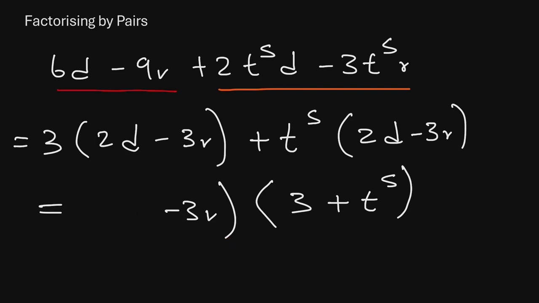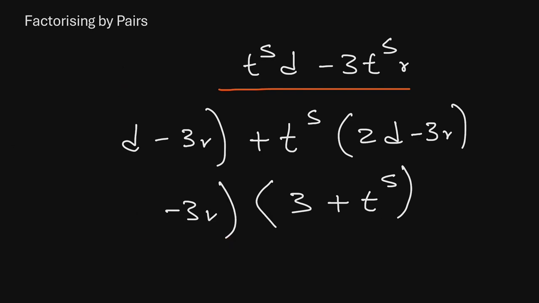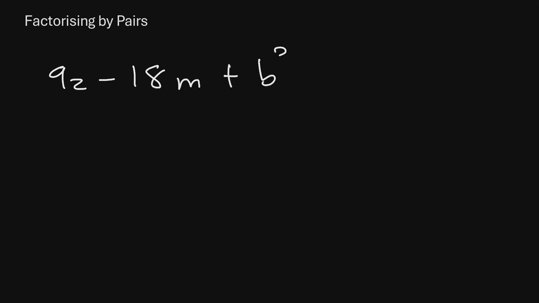Now let us look at the next example. Please feel free to pause the video and try the example before you look at how I do it. Let's say we have 9z minus 18m plus b to the power of 3z minus 2b cubed m.